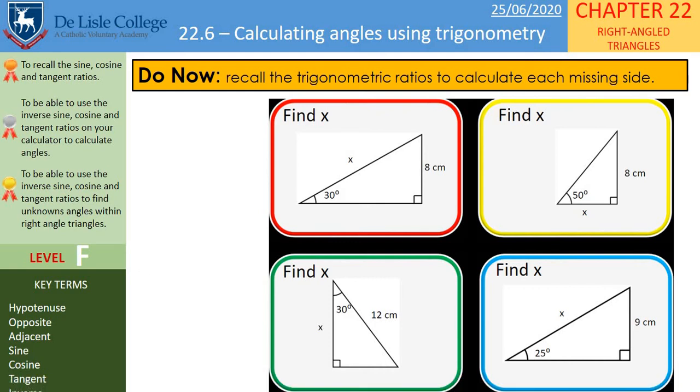If you can please rule off where you got to last lesson, put the title and the date for me, and then just have a go at these 4 questions where we're just trying to recall the trigonometric ratios to calculate missing sides. Please pause the video as you do this. Off you go.